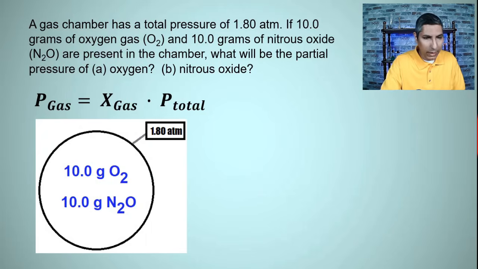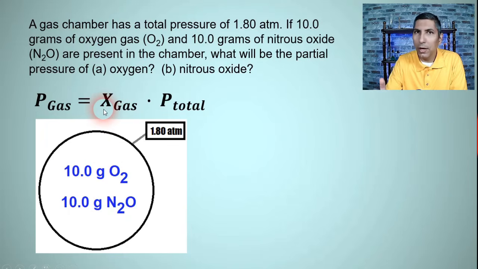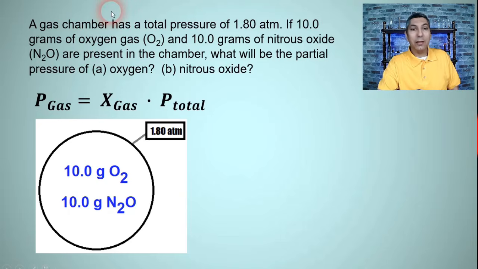So we have 10.0 grams of O2 and 10.0 grams of N2O with my little pressure gauge up here that says my total pressure is 1.80 atmospheres. Now, some students might look at this and say, well, 10 divided by 20, it's just 50-50, right? Is that how it works? Well, no, because remember, X in this equation right here stands for the mole fraction, not the gram fraction. We're going to have to take these gram values and convert them to moles before we can really do anything with this problem. So let's do that step first. Let's convert the grams to moles.